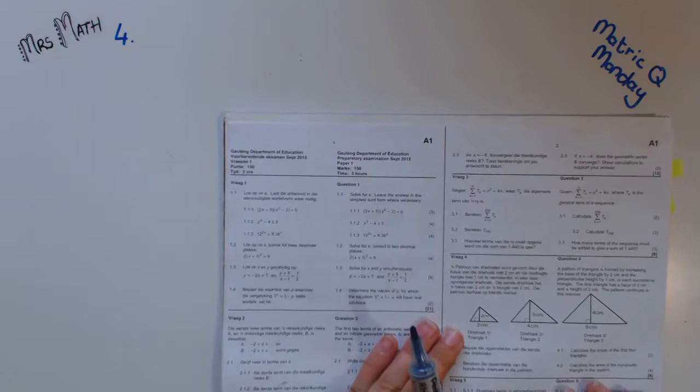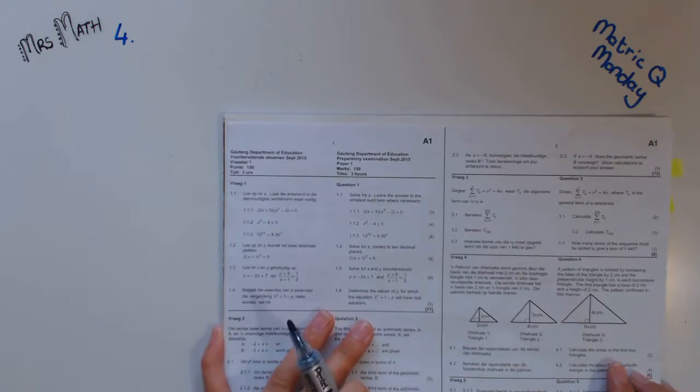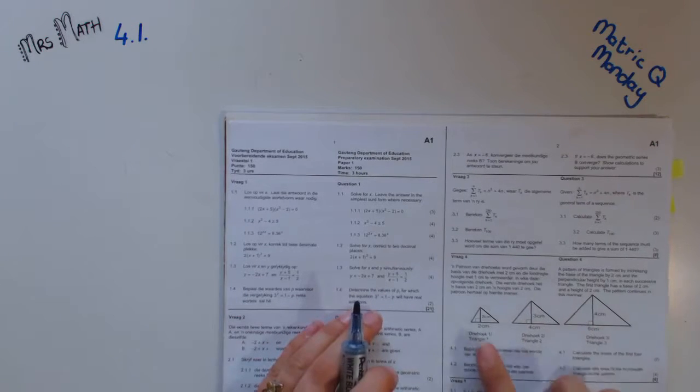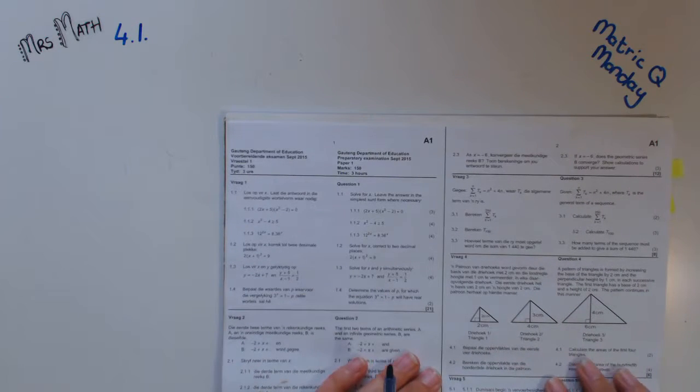This is not a very long question, it's not very difficult, so we've got a nice and easy question for today. Right, so a pattern is formed like this. In 4.1 they say calculate the areas of the first 4 triangles.